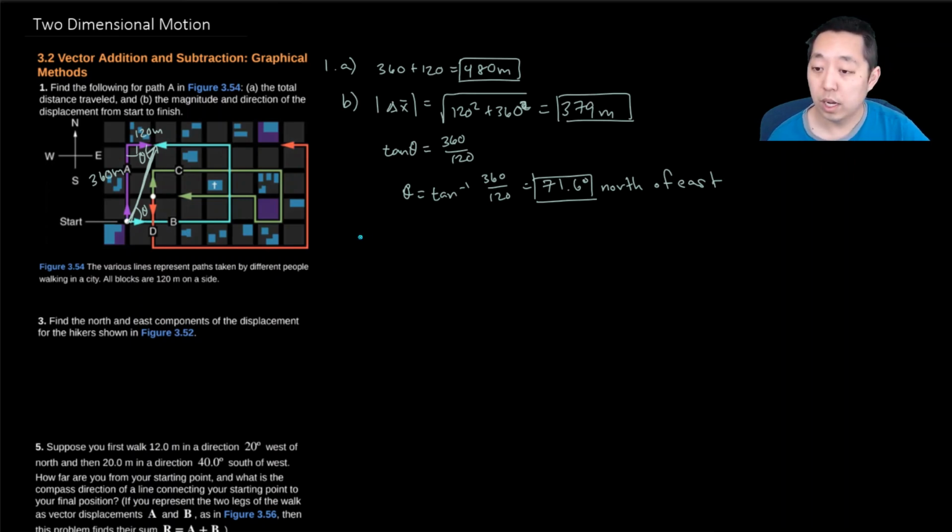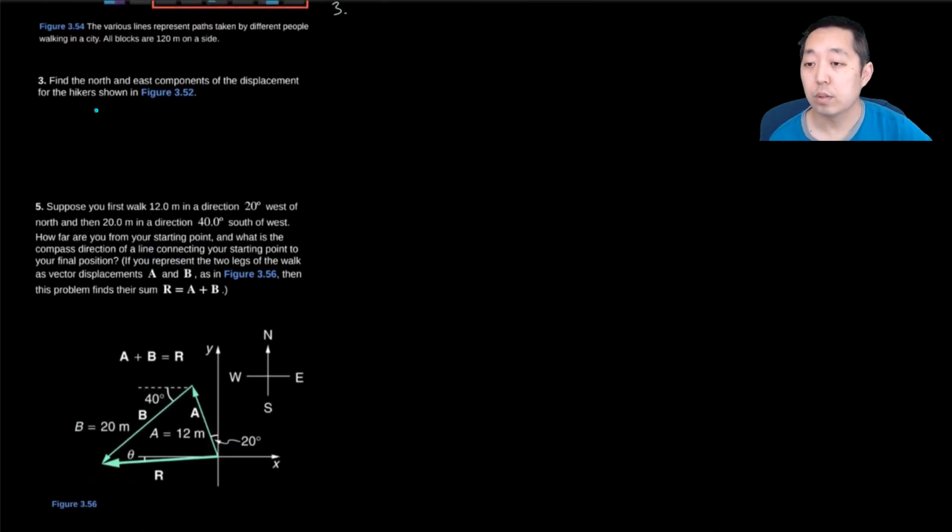Okay, so for number 3, find the north and east components of the displacement of the hiker shown in figure 3.52. And I realize I do not have figure 3.52 on here. I just assumed it would be the same figure, but it is not. So we will not do that problem because I don't have figure 3.52 right here in front of me. So that's fine. We don't need to do that problem.